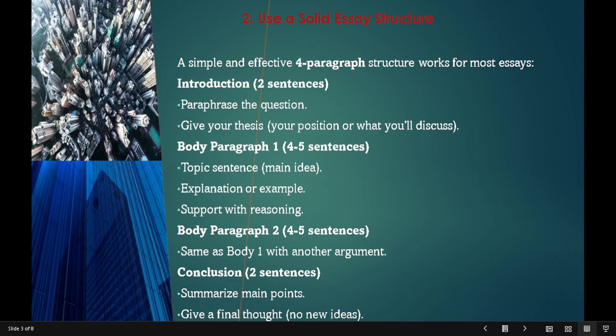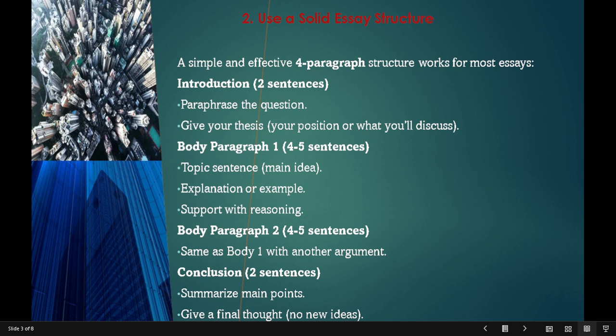Then after the introductory paragraph, you have your body paragraph, where you have 4 to 5 sentences. Now in your body paragraph, you have your topic sentence, that is your main idea. You have the explanation, where you have to explain that main idea. I call it the supporting idea. So you have to explain the main idea in detail. After which you're giving examples, examples that support your main idea, right? Then after which you're having your support with reasoning.